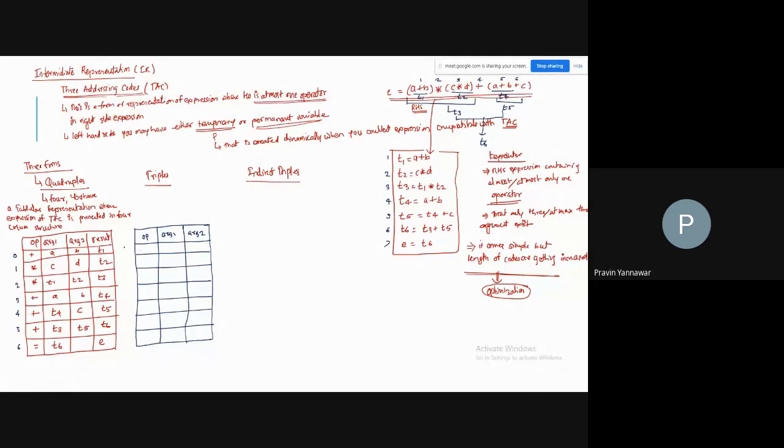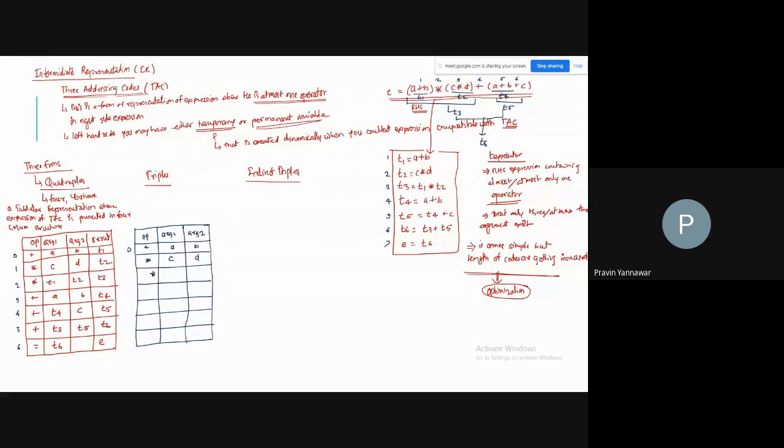Okay, so the operator here is plus, argument is a, argument is b. Then operator is star, argument is c, argument is d. At what index? 0 index, 1 index, 2 index, 3 index, 4 index, 5 index, 6. So we are going to use that 0 index value and 1 index value, because a plus b and c star d are going to multiply here, right? So this is the value that we are going to multiply here, right?